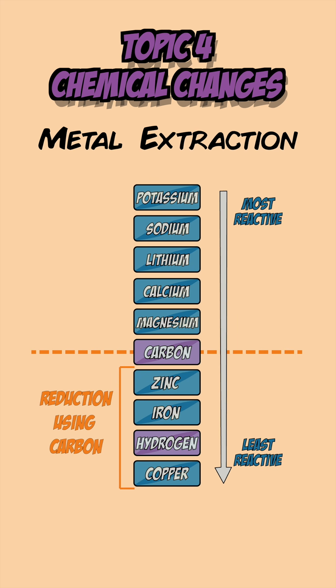To extract metals that are more reactive than carbon, electrolysis needs to be used because the carbon is not reactive enough to remove the oxygen from the ore. But electrolysis is a much more expensive process as electricity is needed for it.